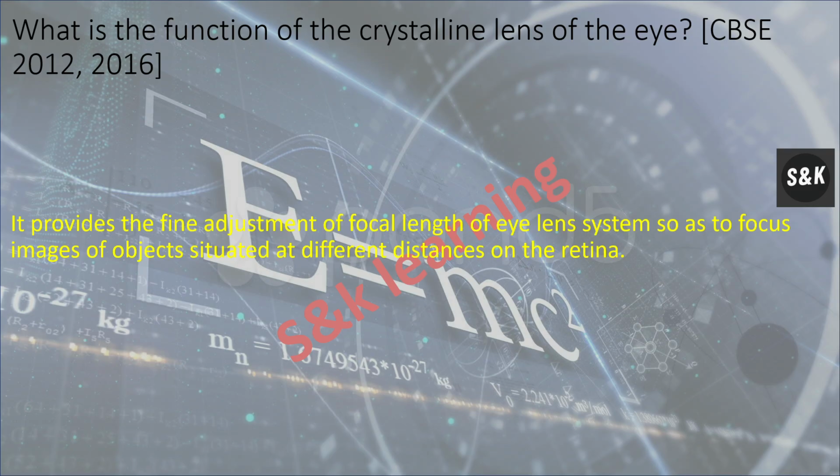What is the function of the crystalline lens of the eye? It provides the fine adjustment of focal length of the eye lens system so as to focus images of objects situated at different distances on the retina.